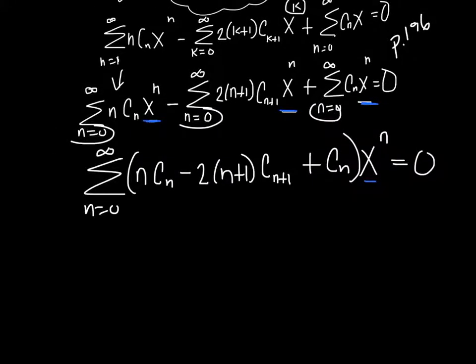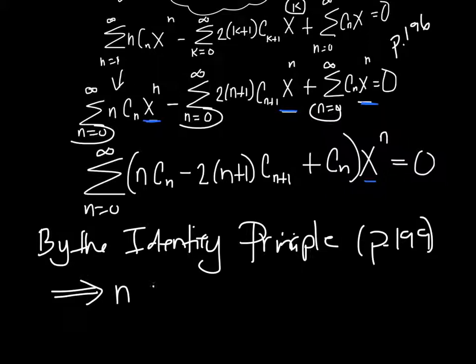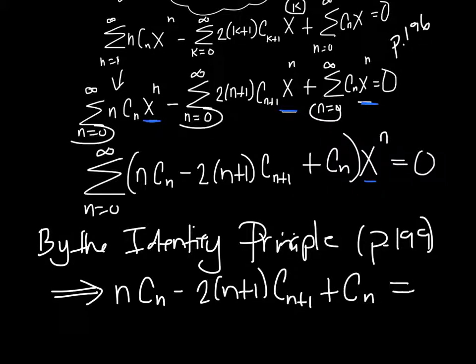And now we can use the identity principle on page 199, because again, the goal is to determine what these coefficients are. So by the identity principle, on page 199, we can equate the coefficients. So this is going to imply n c_n minus 2 times the quantity n plus 1, c_{n+1}, plus c_n is equal to 0.